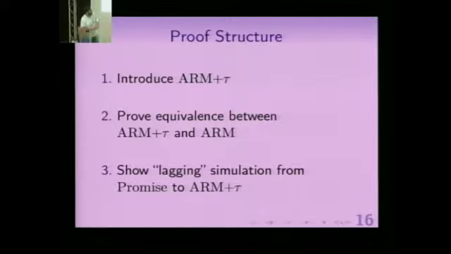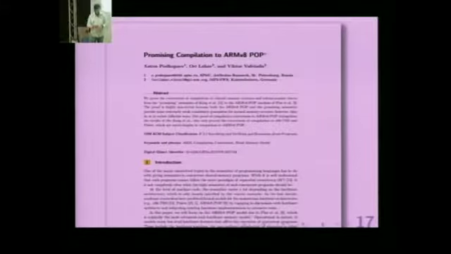First, we introduce an intermediate machine. As I said, it's more restricted in the sense that it disallows some propagations in the storage subsystem. So we have to show that even though there are such restrictions, the set of behaviors for every program is the same. So we prove equivalence between them. And after that, we show a lagging simulation between the promise machine and the ARM one. More details might be found in our paper, sorry.